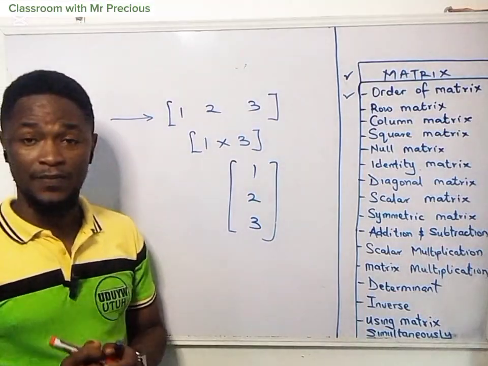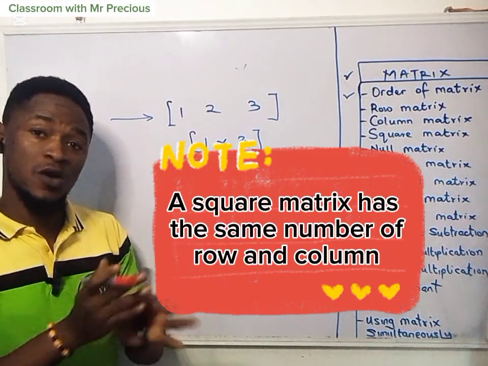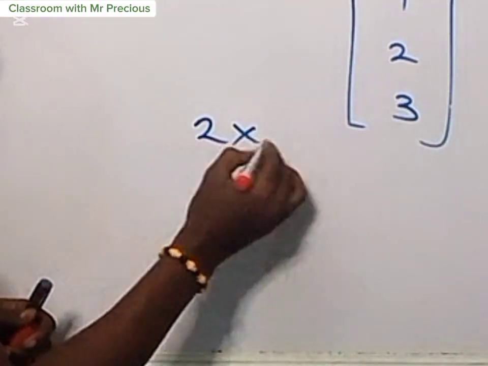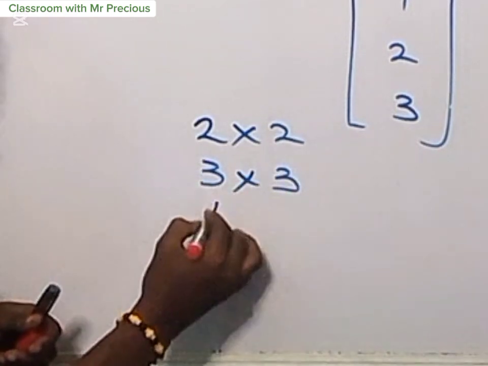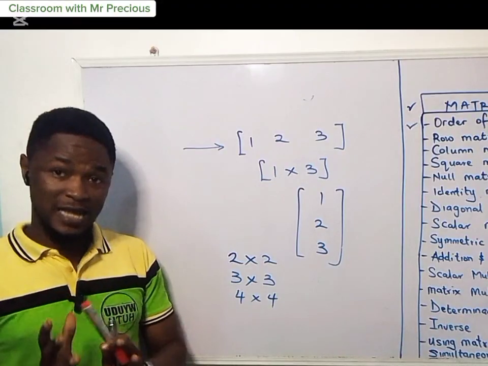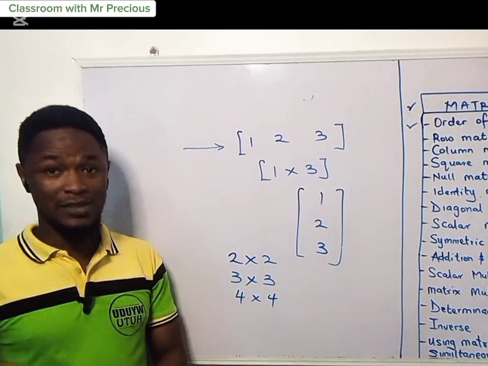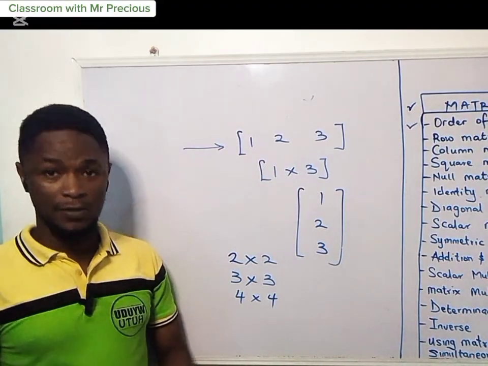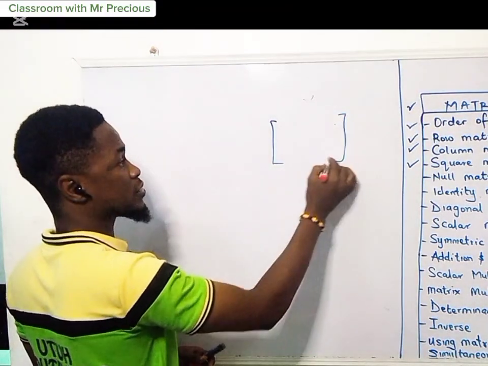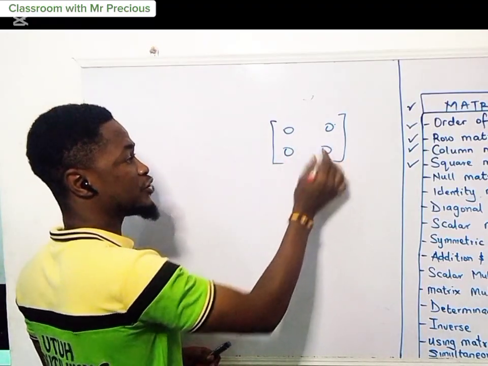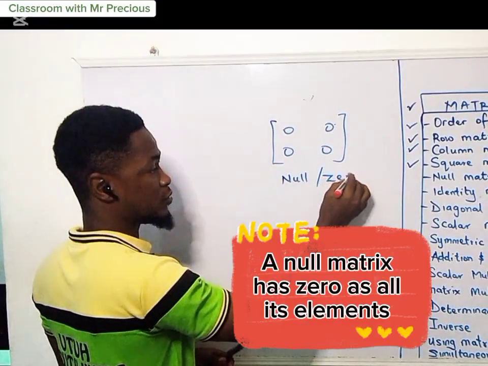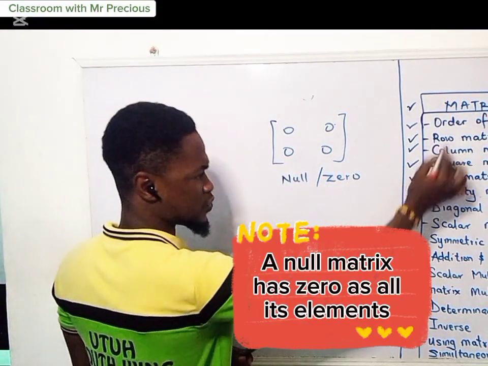What is a square matrix? A square matrix is any matrix where the number of rows and the number of columns are the same. Example, a 2 by 2 matrix, 3 by 3 matrix, 4 by 4 matrix, you get the idea. So if the matrix has an order where the rows and the columns are the same, it is called a square matrix. What is a null matrix? If you have a matrix, whether it is square or not, and all the elements in the matrix are 0, that is called a null or a 0 matrix. So that's the definition for this one.